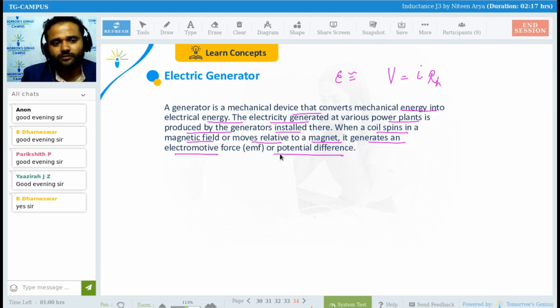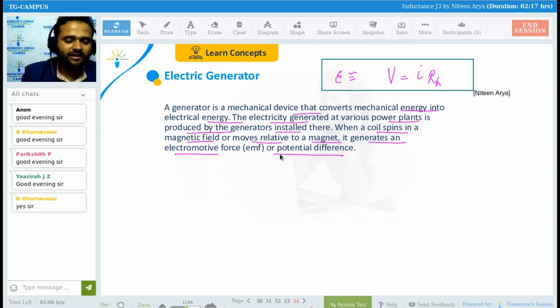RH is rheostat. Rheostat is a changeable resistance. Is this clear? So everything is linked all together. Is this clear, everyone? Is this clear now?